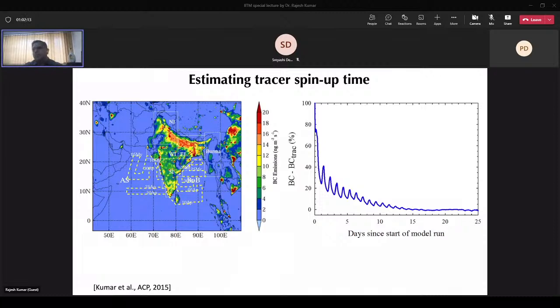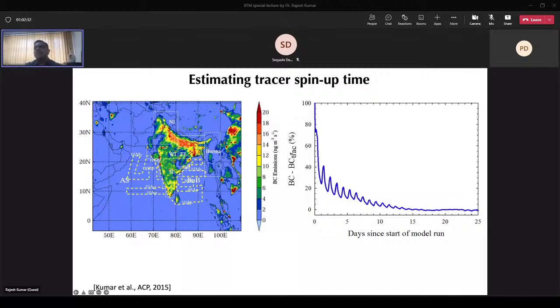We do not know the initial conditions for these tracers. So we have to start with a zero initial condition, and we need to make sure that our model is spun up before we can use the model output for the analysis. So how do we estimate the spin up time for these tracers?